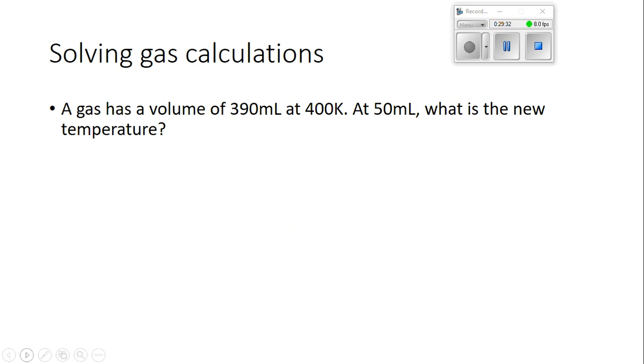A gas has a volume of 390 milliliters. So that's my first volume. At 400 K, so that's my first temperature. At 50 milliliters, I have V2. So now I have to find the new temperature. There are no P's in this, so I don't have to use it in my formula.